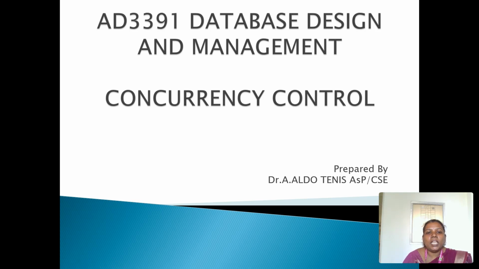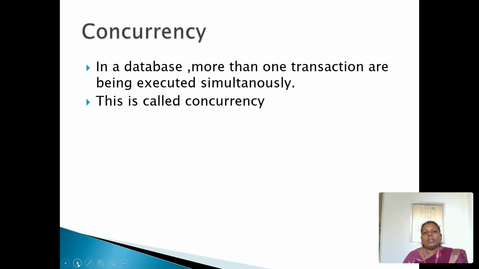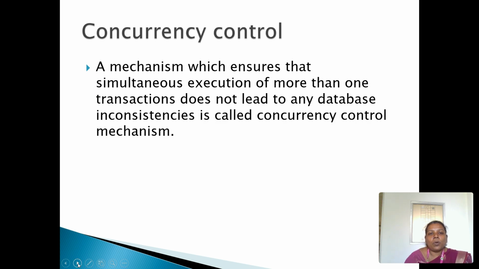So let's see the concurrency control mechanisms in database management systems. First, what is concurrency? That is when more than one transaction is being executed simultaneously. That is called concurrency. Then, what problems occur in concurrency?